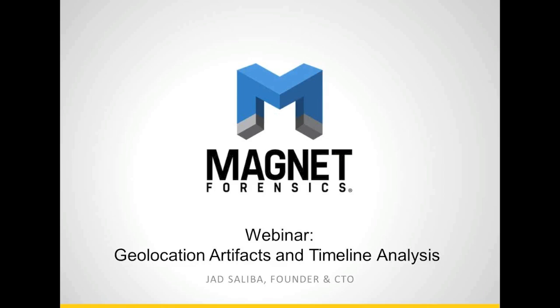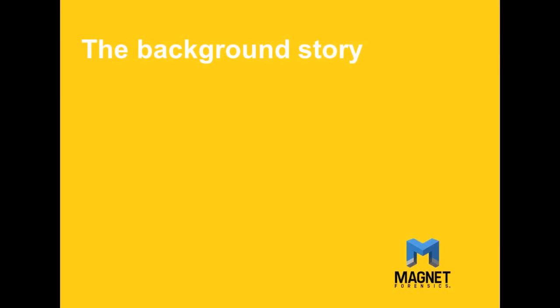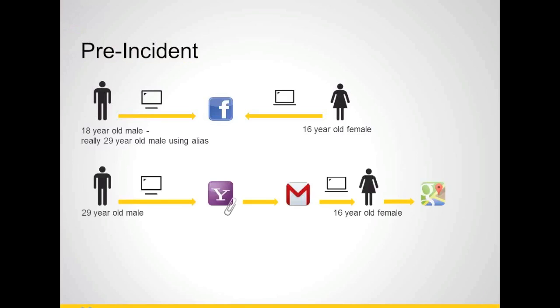So I'm going to jump into this and give you the background story on this fictional case study. Pre-incident: a 16-year-old female and 29-year-old male meet on Facebook. The male is pretending to be 18 and using a fake name. He uses grooming techniques to establish a bond with the female and convinces her to meet him in person.